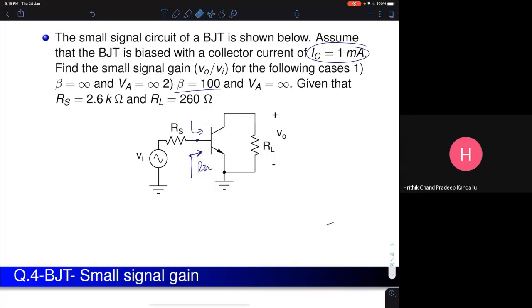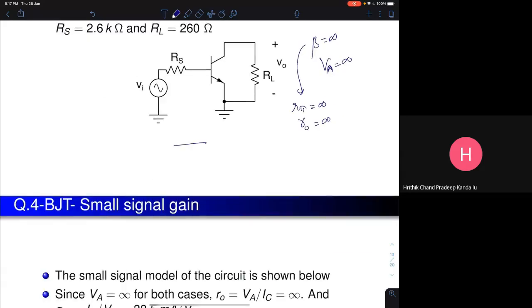In the example given in your tutorial, the question goes like this. You are supposed to find the voltage gain V naught by Vi in the first case and the second case. The first case is when your beta is infinity and the early voltage both are infinity. If your beta is infinity, automatically you should see that your R pi is infinity. If VA, the early voltage, is infinity, then R naught is infinity.